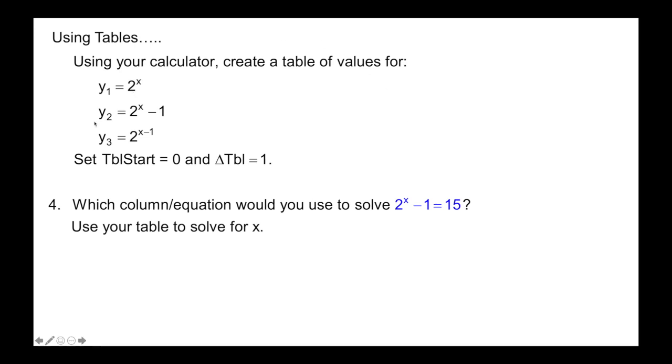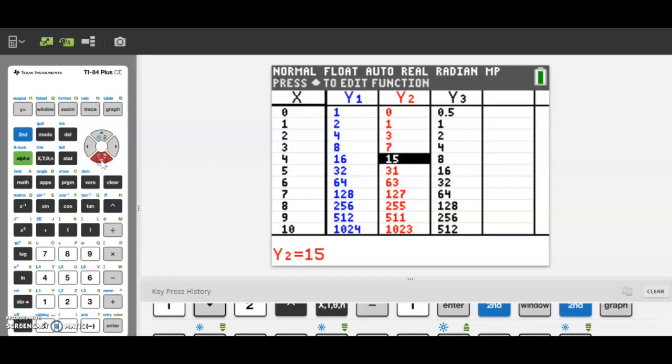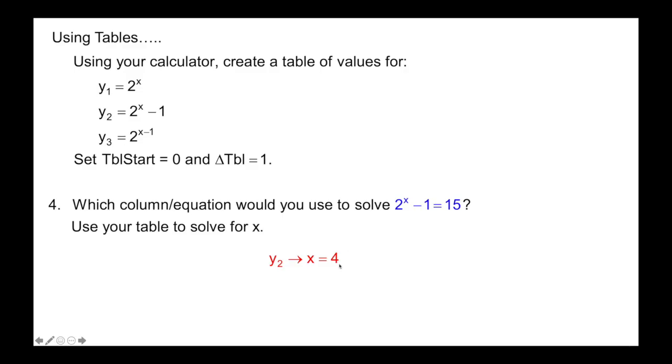For number 4, 2 to the x minus 1. Now I'm looking at y sub 2, and I'm looking again in column 2, and I'm looking for 15. I'm scanning that column looking for 15, and that is going to associate with the x value of 4. Once again, I'll want to plug that in. 2 to the fourth is 16. 16 minus 1 is going to give me 15, so we know that that's correct.